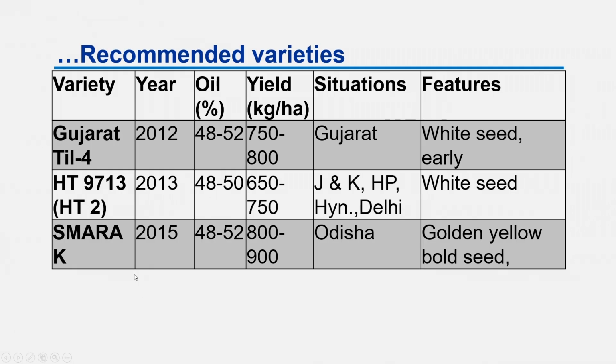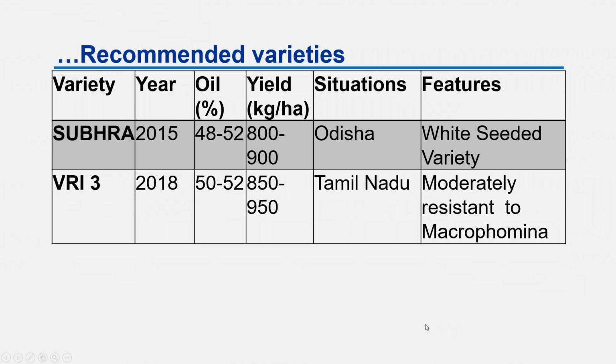Next is Smark 215 and oil content is 48 to 52%. 800 to 900 kilogram per hectare is yield potential, recommended for Odisha, and golden yellow bolled seed. Next variety is Shubhra. It was released in 2015, oil content 48 to 52% and yield potential is 800 kilogram to 900 kilogram per hectare, recommended for Odisha, and it is a white seeded variety.